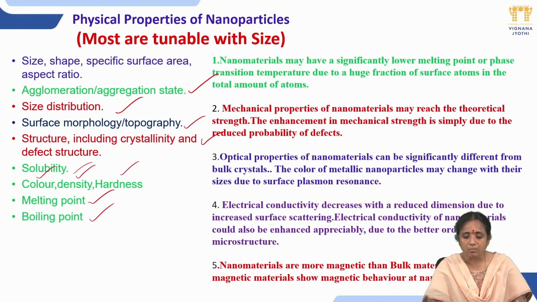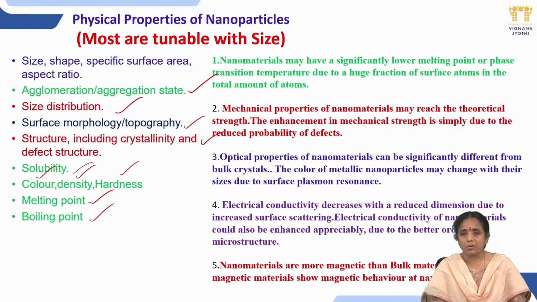The first one is the lower melting point, or phase transition temperature, due to the huge fraction of surface atoms on the surface. The second one is that the material becomes so high in strength when compared to macroscopic and microscopic particles. So the mechanical properties of the nanoparticles reach the theoretical strength level.